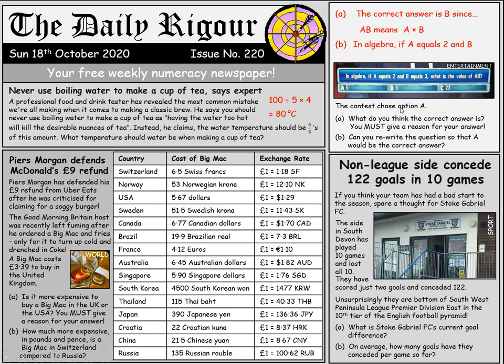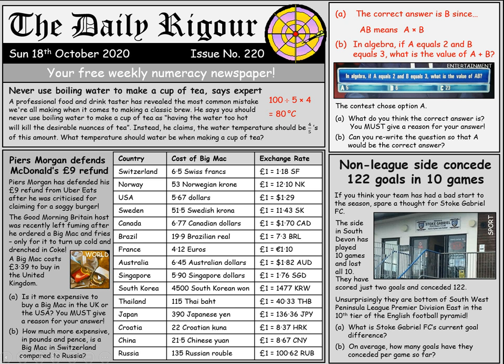So can we rewrite the question so that A would be the correct answer? Well, what have they done with the 2 and 3 here? They have added them. So a rewritten question could be: in algebra, if A equals 2 and B equals 3, what is the value of A plus B, rather than AB, which means A times B? So another example of where you might have to use your maths when you leave school.